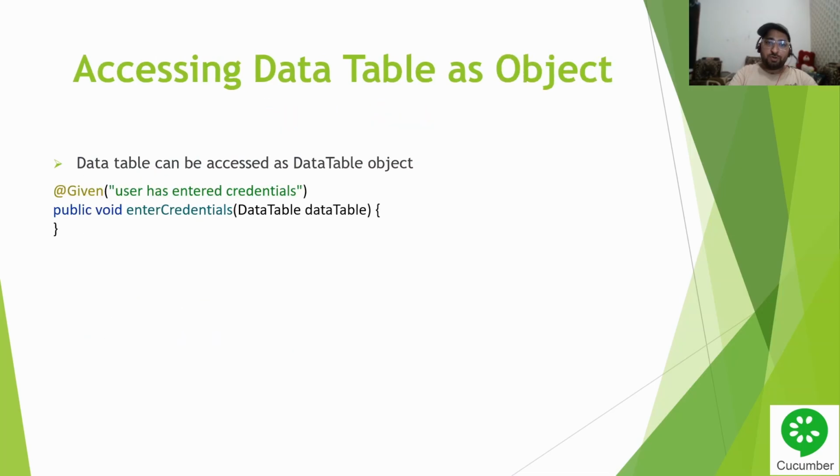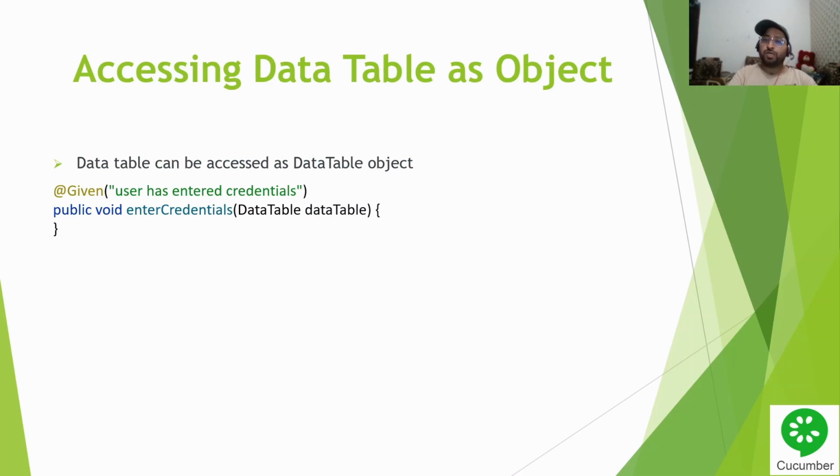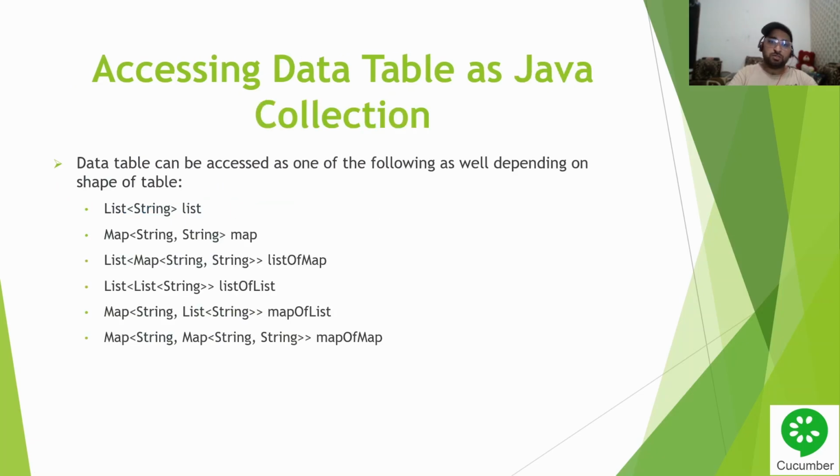So let me quickly recap. We discussed how we can pass data table to the Gherkin step. Then we discussed how we can access data table as an object, which can then be converted in many forms. It can be converted in the map, it can be converted in the form of list, right? So whatever way you want to convert, you can convert. It has many methods. Then we discussed how we can directly use list of string, map of string comma string, list of map of string comma string, and list of string. This we haven't covered, but it can be used as well depending on the shape of the table, right?